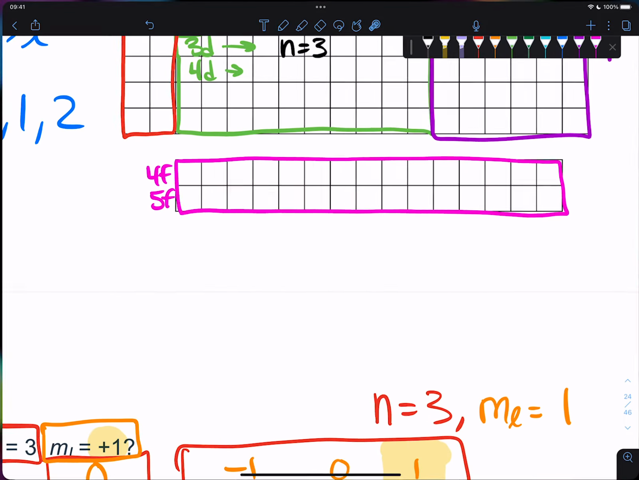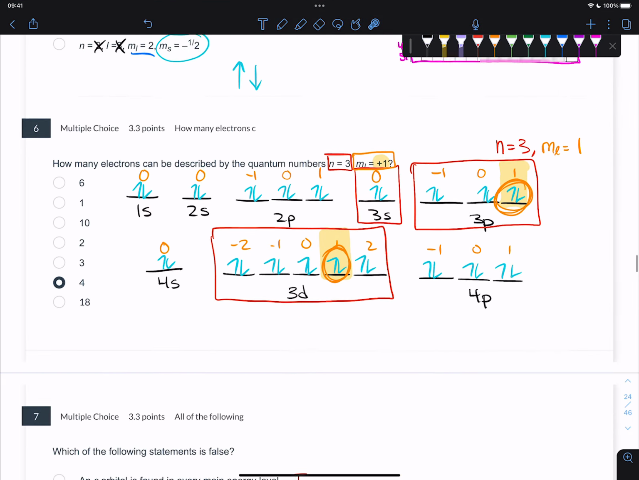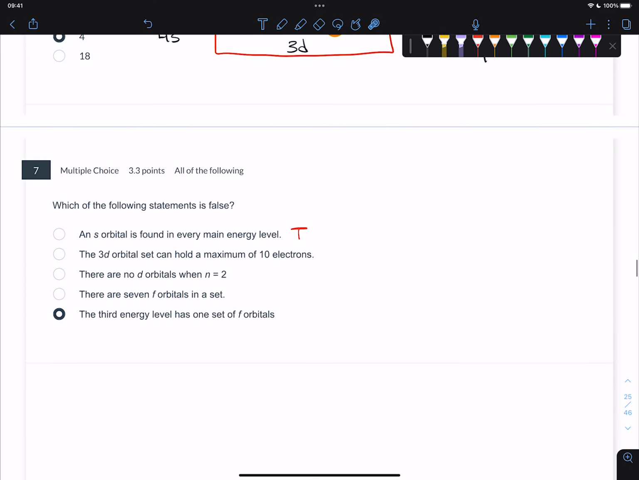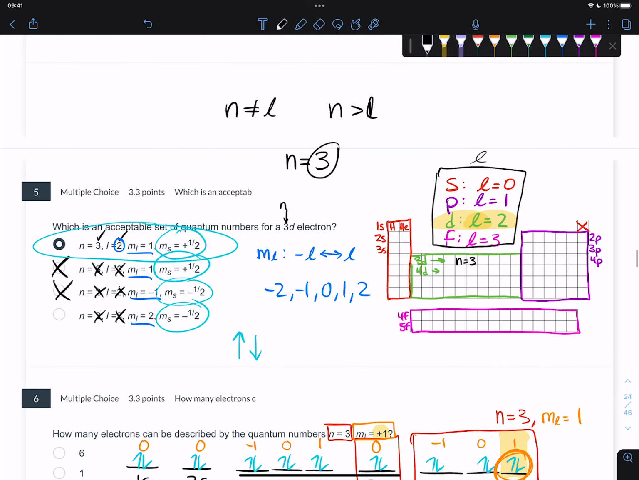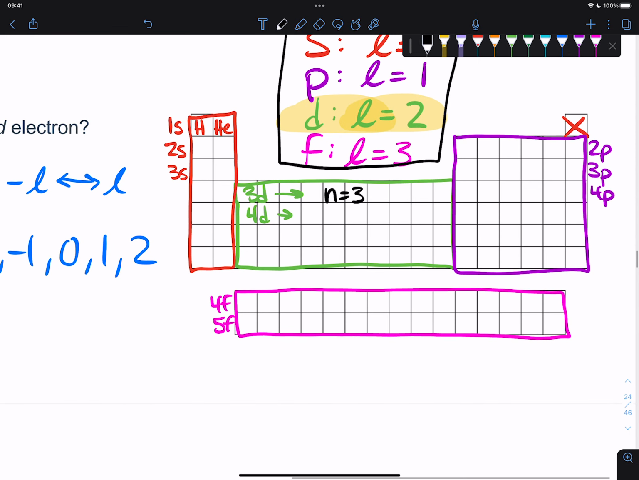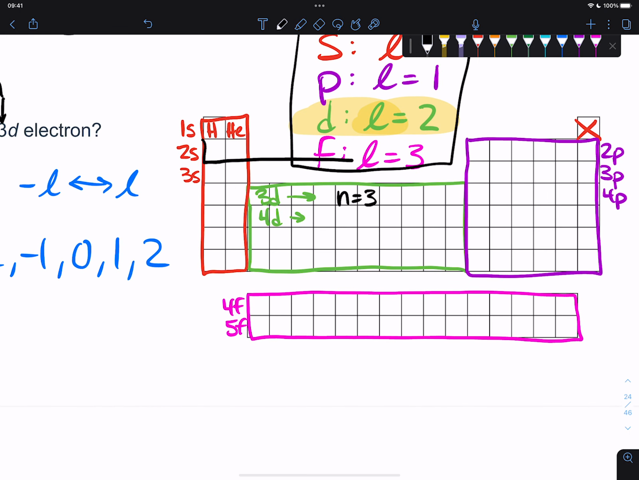So back to here. Where was I? The 3d orbital set can hold a max of 10 electrons. That is true. It is 10 wide, and if you were to count, the 3d is 5 lines. Next: there are no d orbitals when n equals 2. Well, let's look at the periodic table again to verify. When n is equal to 2, you're looking at this section here. Remember, we said that d starts with 3, so of course n can't be 2 for d.